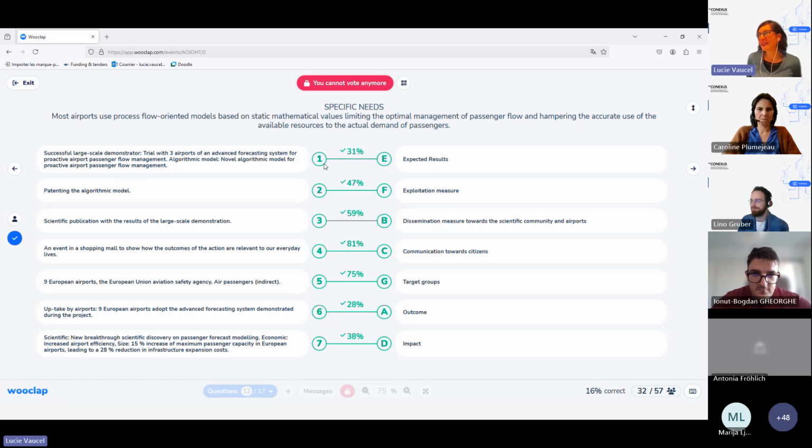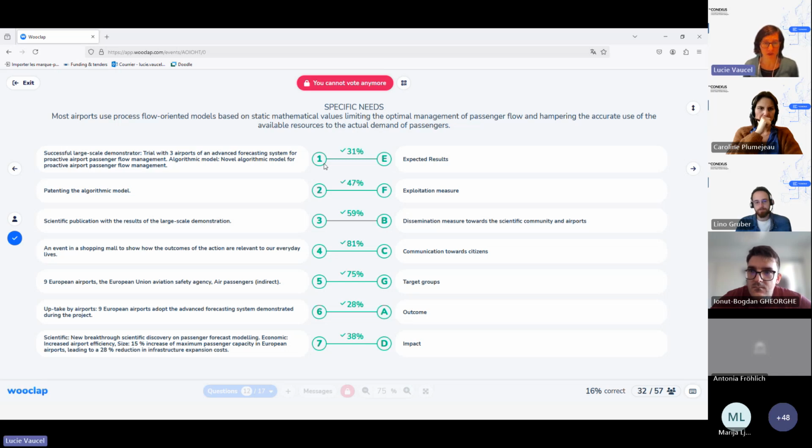Okay, thank you, Lino. So this is an expected result. Those are 2 expected results actually: a large-scale demonstrator on the one hand, and an algorithmic model on the other hand. Those are concrete results that you will reach just at the end of your project. Then the second one, patenting the algorithmic model.